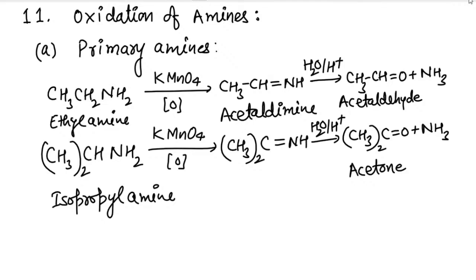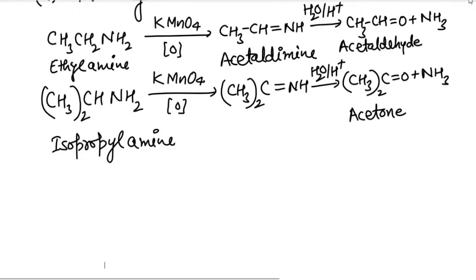So see, ethylamine first on oxidation gives imine. Okay, meaning simple dehydrogenation happens, H from CH2 and H from NH2, and we get imine. And in isopropylamine again dehydrogenation, and then it is hydrolyzed. When it is hydrolyzed in acidic medium, we get acetaldehyde from ethylamine and acetone from isopropylamine, right. So these are the products of oxidation of primary amine.